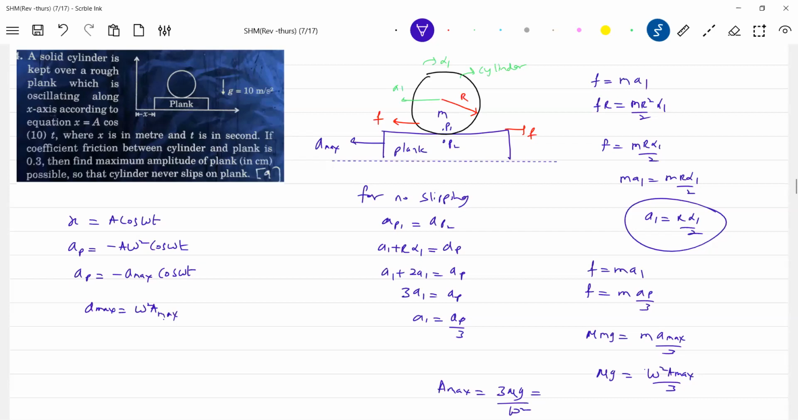0.09. Centimeter, 9 centimeter? Yes, sir, 9 centimeters.